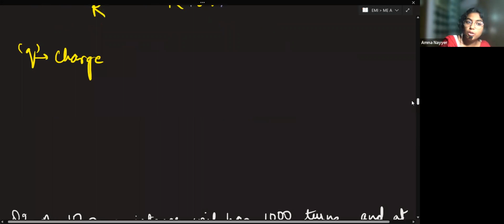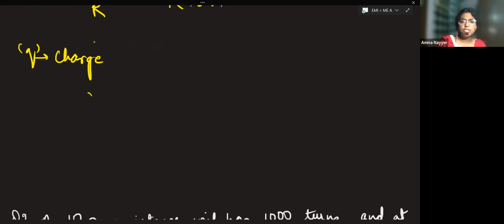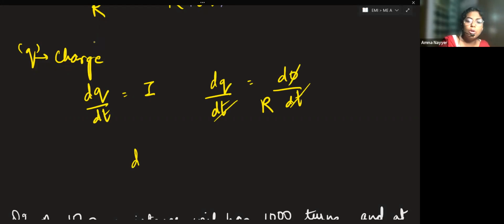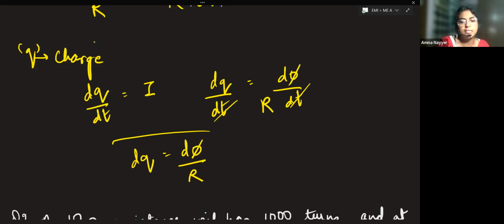Charge is given to you and you have to find out the EMF. So charge is what? dq over dt. This is equal to current. And what did we write? Just now we have written dq over dt, and current was written as d phi over dt by R. So from here dt gets cancelled, and the value of dq comes out to be d phi divided by resistance.